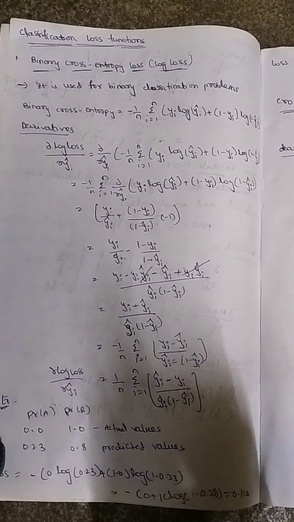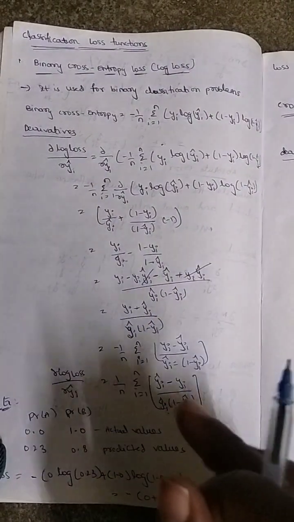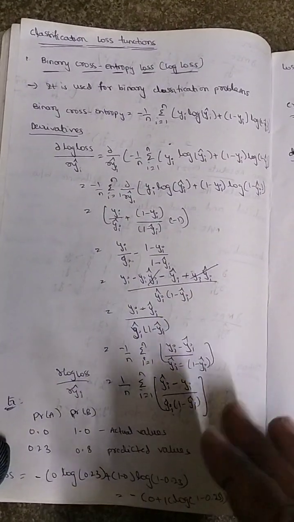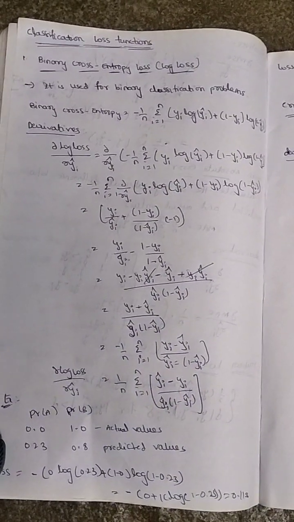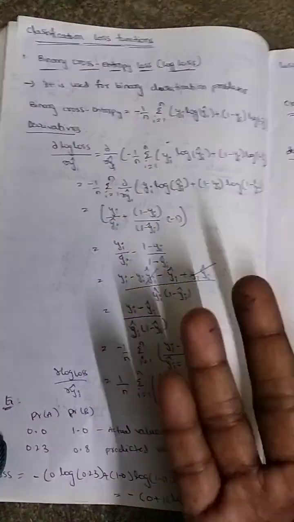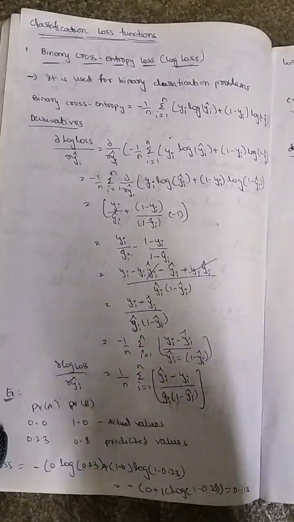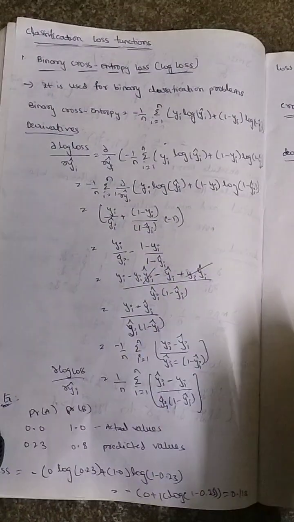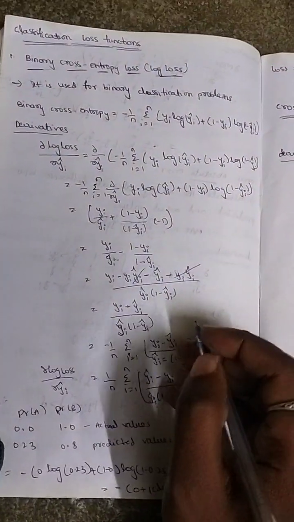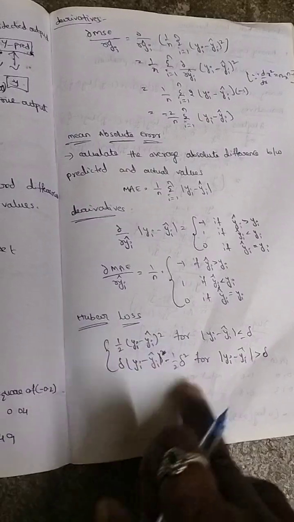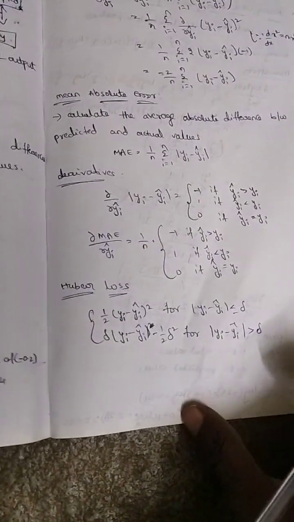And the disadvantage is that it is not differentiable at 0, which can pose issues for some optimization algorithms. And the Huber loss: the main advantage is that it is robust to outliers. The disadvantage is that it requires tuning of parameters. Like here in Huber loss, del requires tuning of the parameter. This del is a parameter.